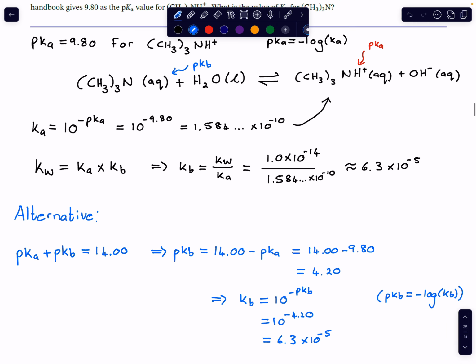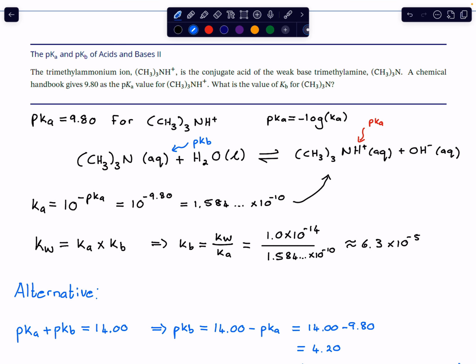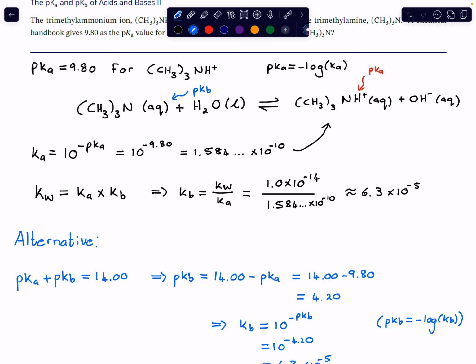However you do it, remember that we can relate pKa and pKb in this case because it's an acid-base conjugate pair. We can relate Ka and Kb using Kw, or we can use pKa and pKb, whose sum is 14. The only reason we can do all of this is because they differ by one proton, because they are acid-base conjugate pairs. You can't just do it for any random acids and bases. That does not work. It's because they are conjugate pairs.